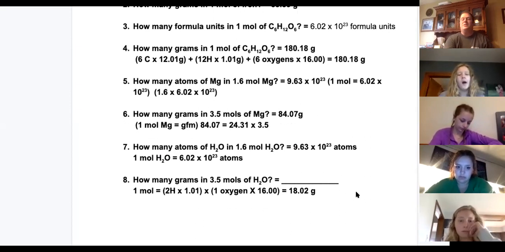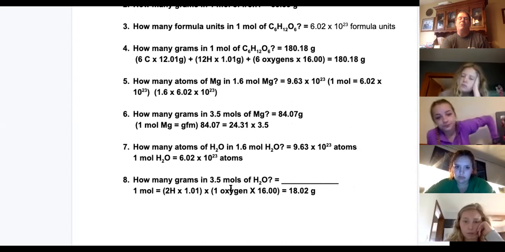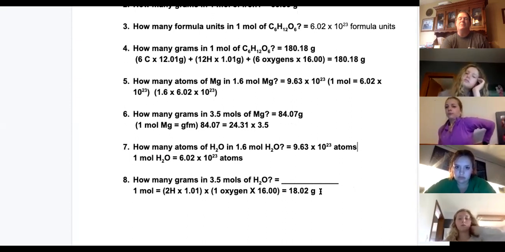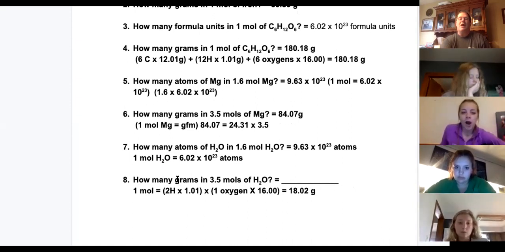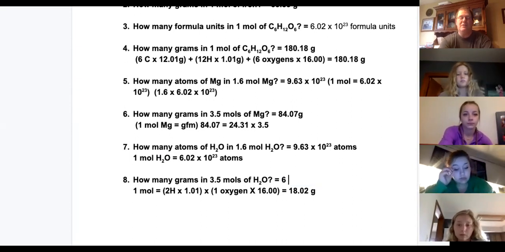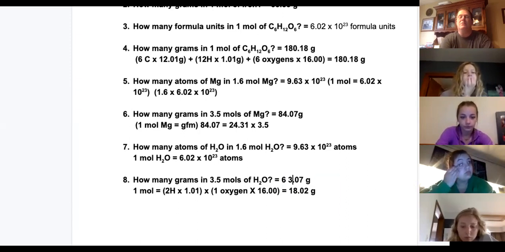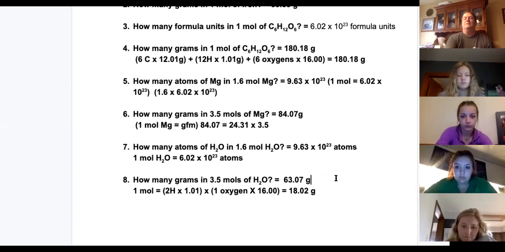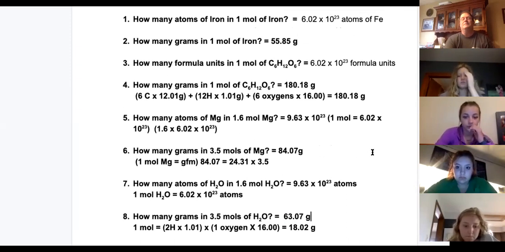Okay, and the last one, Maya, or Meili, you have to do this step. So we know 1 mole of water is 18.02 grams. How many grams would be in 3.5 moles of water? 63.07. Okay, so just 18.02 times 3.5, 63.07. All right.